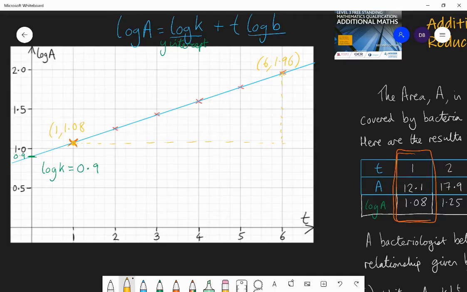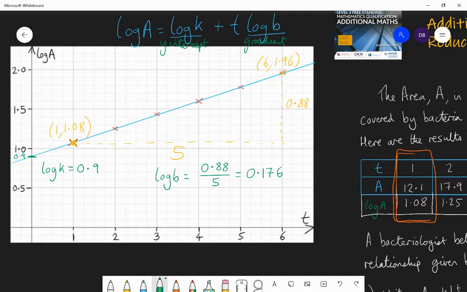The change in x is 5. Between 6 and 1, the change in x is 5. The change in y between 1.96 and 1.08, it's gone up by 0.88. So therefore, the gradient, which is log b, so log b is equal to the change in y, 0.88, divided by the change in x, 5. So that there is 0.176. Okay. So we have log b.